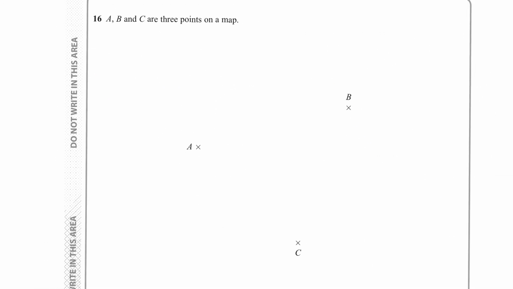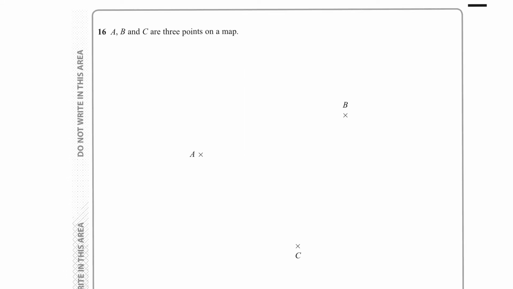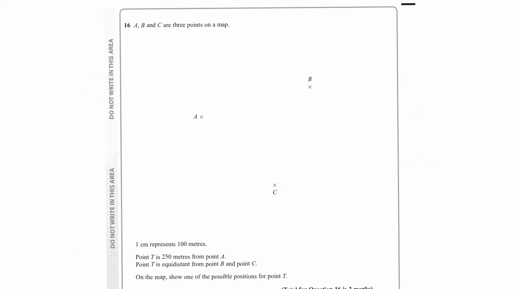And then moving on to question 16. So it says A, B, C are 3 points on a map. It says 1 centimeter represents 100 meters. Point T is 250 meters from point A, and point T is equidistant, so equal distance, from point B and point C. So on the map, show one possible position of point T.